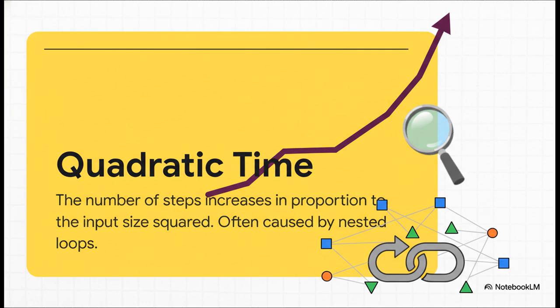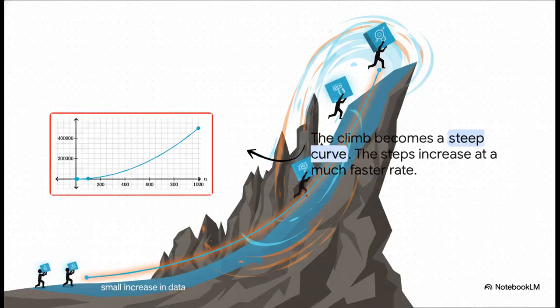With quadratic time, our workload doesn't just grow, it balloons. The number of steps is proportional to the size of the data squared. This usually happens when a program has to compare every single item in a list to every other item. Imagine a room full of people where everyone has to shake hands with everyone else. The number of handshakes grows way faster than the number of people. That's quadratic growth. And you can see it right here.